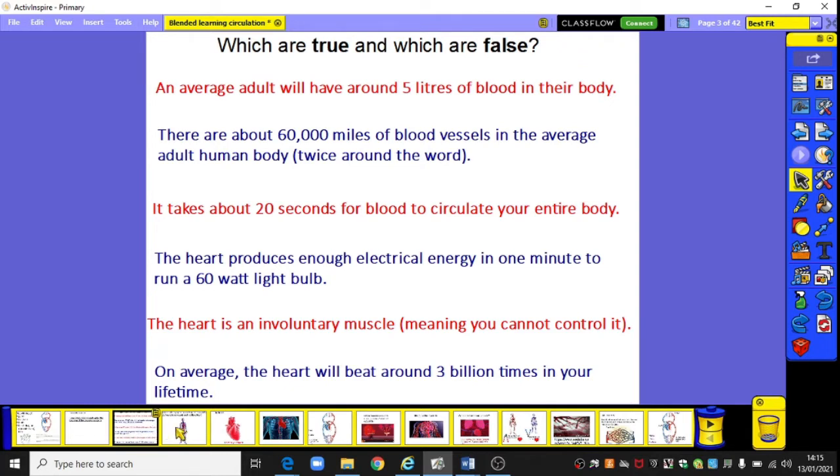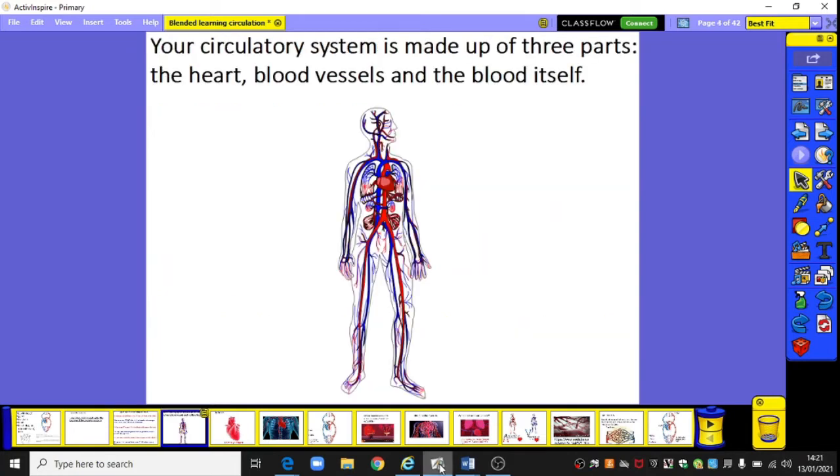So let's move on to what the circulation system's all about and what it involves. So, your circulation system is made up of 3 parts: the heart, the blood vessels and the blood itself. And we're going to be exploring all of these 3 parts in the lesson as we go through and learning a little bit about what they do and their function and where they are in the body.